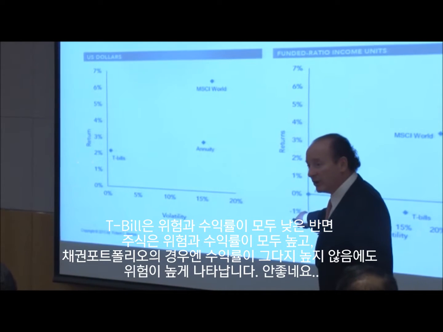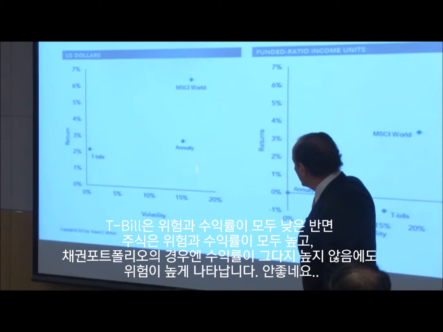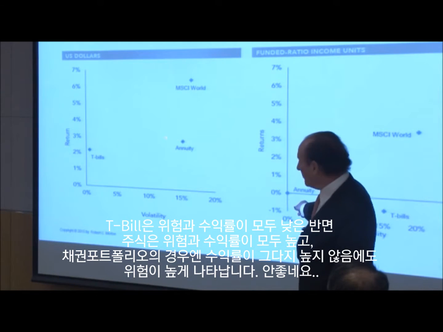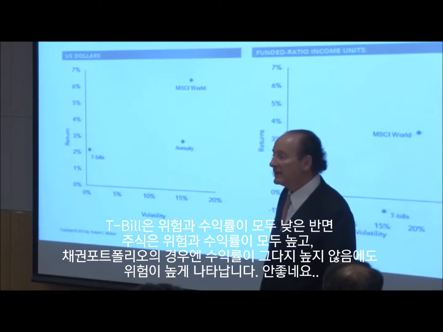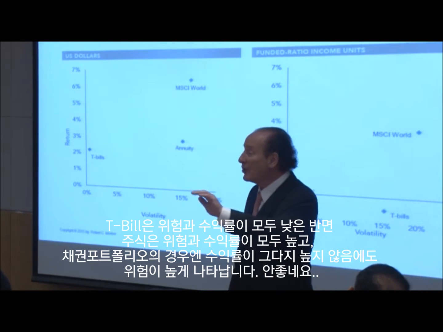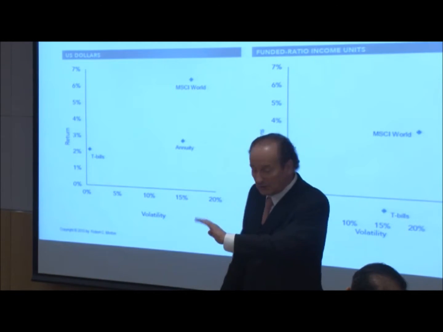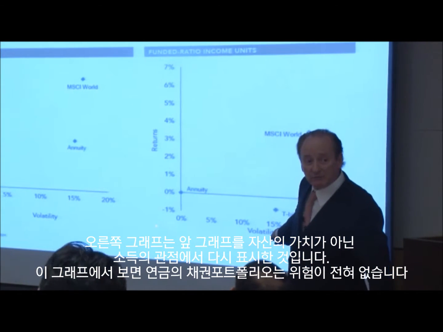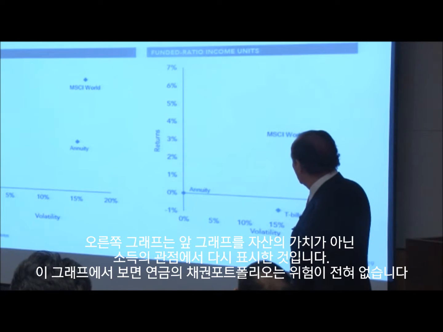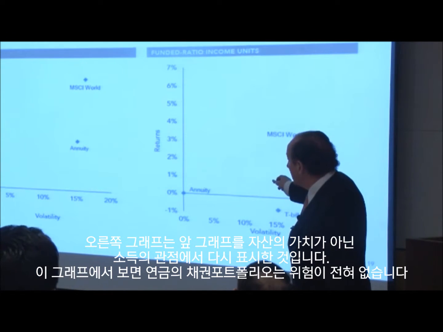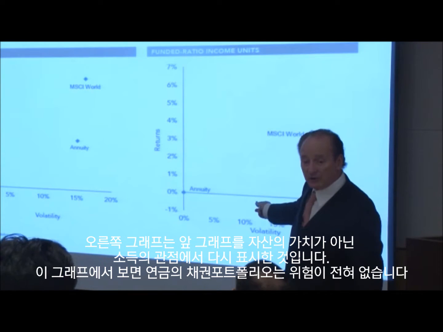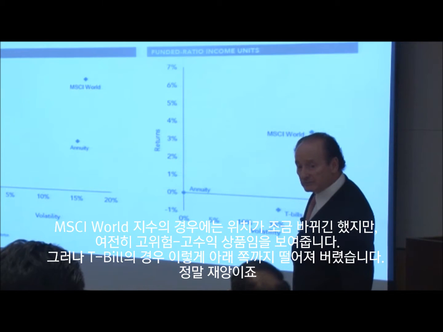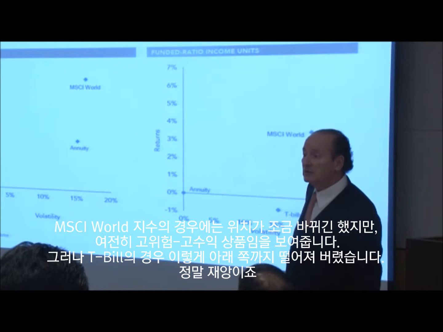Treasury bills, low risk, low return. Stocks, high risk, high return. This doesn't look very good: almost as risky as stocks, low return. Now let's measure it in funded ratio or income units, the actual goal. The annuity by construction is risk-free. That's how we designed it. MSCI, the stock market, yes, it's at a different point because it's like a different currency, but notice this was high risk, high return. This is high risk, high return. There's Treasury bills. That's a disaster.